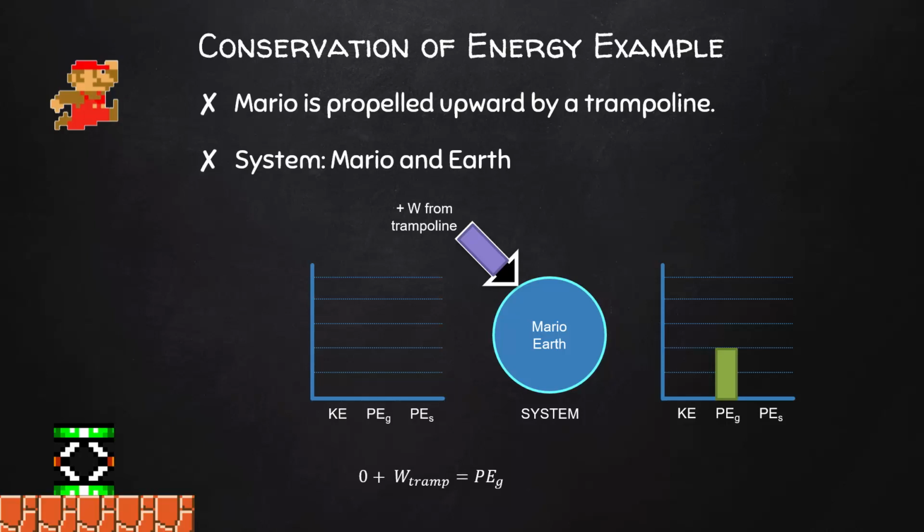When we write the conservation of energy equation for this problem, we see that we once again started with zero energy, but this time there's only work from the trampoline. At the end, the system has some gravitational potential energy. The work done by the trampoline is 1/2 kx squared, and the gravitational potential energy is Fg times delta H. Notice it's the same equation we had before.